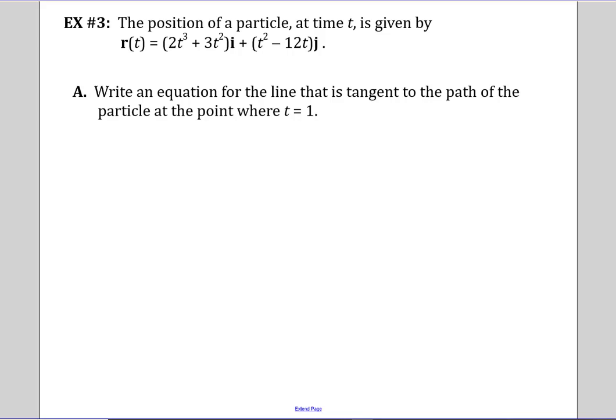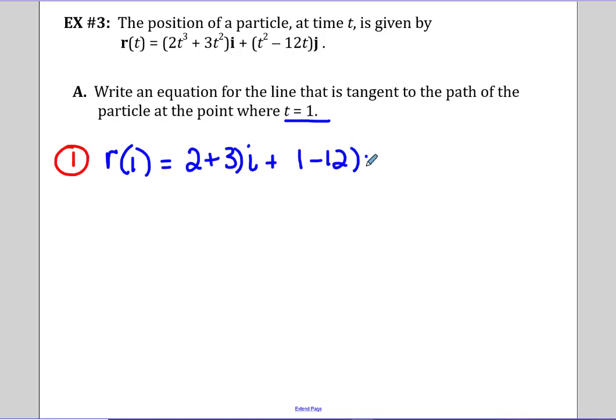For example 3, the position of a particle at some time is given by this parametric equation, and we want to write an equation for the line that's tangent to the path of the particle at the point where time is 1. So the first thing I want to do is calculate the value when time is 1. r of 1 would be 2 plus 3 in the horizontal, and then 1 minus 12 in the vertical. So our r of 1 in component form would be 5, negative 11.